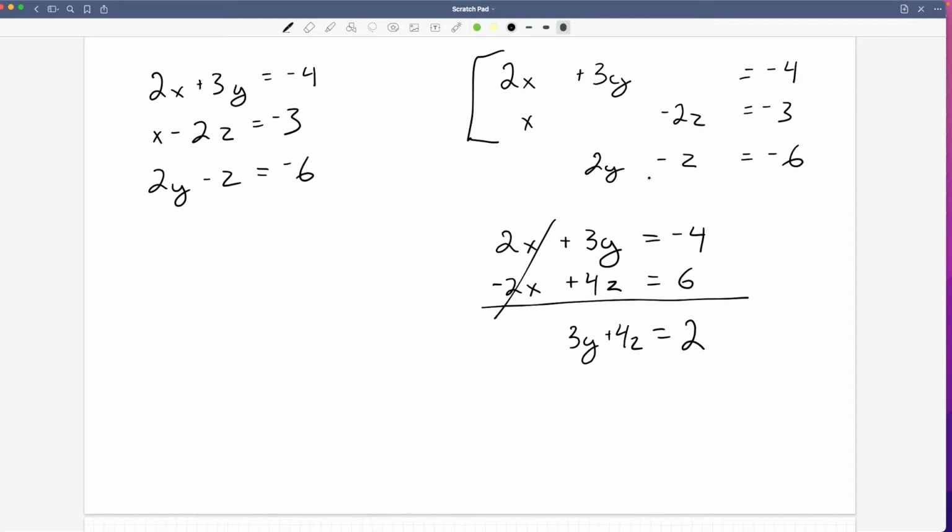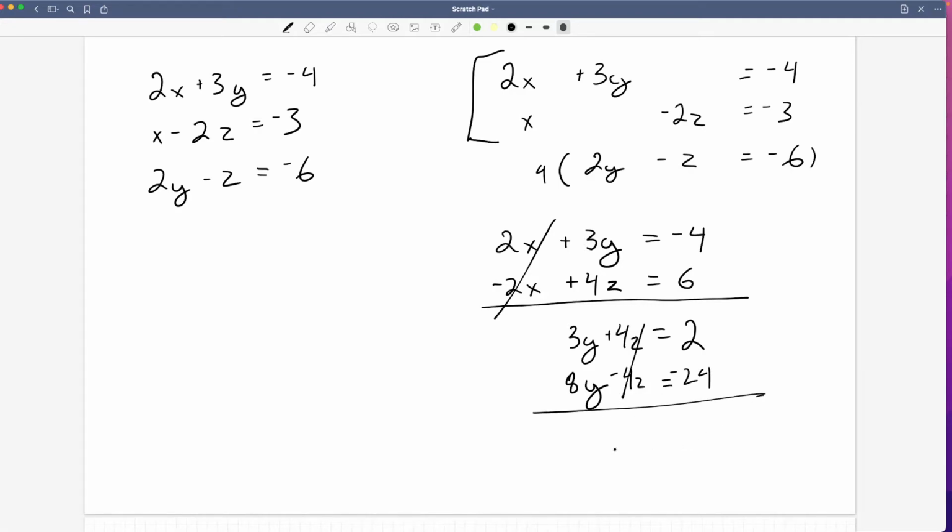So if I take this equation here and multiply it by 4, then it'll relate to this one. So why don't I do that? I'm going to take this one and multiply it by 4. So it's going to be 8y minus 4z, and that's why I chose 4, equal to 4 times -6, which is -24.